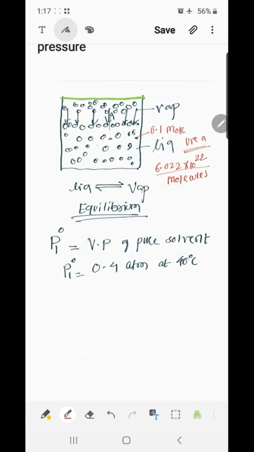So class, these molecules of urea will occupy some places in the bulk, and also some places on the surface. And class, urea is a non-volatile solute. The meaning of non-volatile solute is that it does not form vapor. So the urea molecules present on the surface are not going to form vapors at any cost.